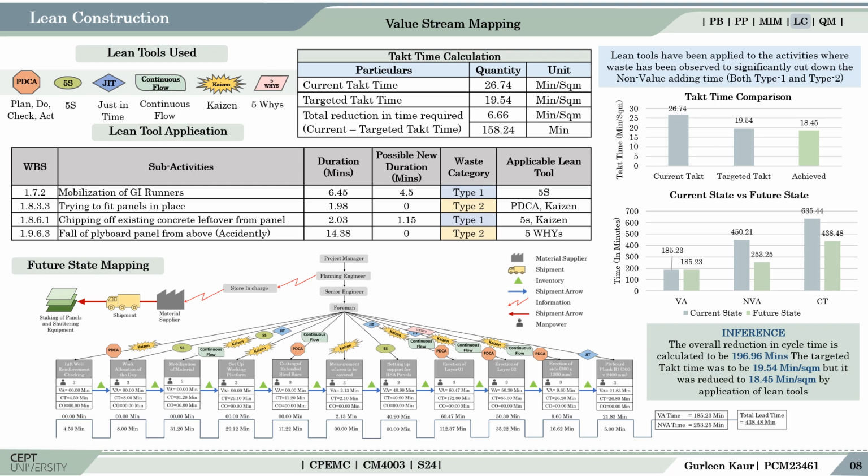Given below is the future state mapping showing the application of lean tools on the current state activity durations. Comparing current with the future state, it could be observed that the non-value adding time was reduced from 450 to 253 minutes, reducing the overall cycle time by 196 minutes. Also, the achieved takt time was 18.45 minutes per square meter, which is near to the targeted takt time, that is 19.54 minutes per square meter.